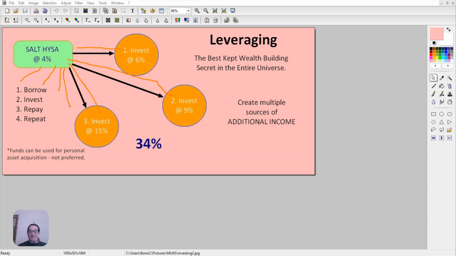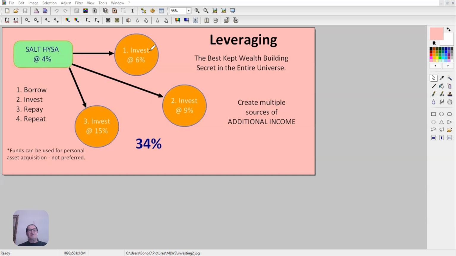The catch here is that when you take money from your HISA account, it's borrowed, number one, which means you have to pay it back. Number two, the money that you pull out from your HISA and invest somewhere else, the investment that you put it in must produce equal to or more than what your HISA account produces, or it's not worth it.